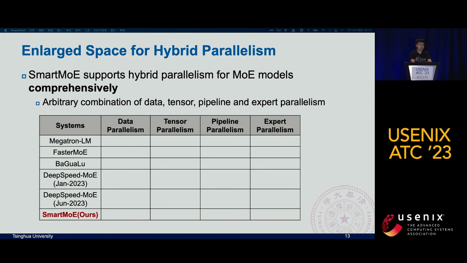SmartMoE supports hybrid parallelism for MoE models comprehensively. First, it supports any combination of the classic parallel strategies, which previous works have not completed. For example, Megatron was designed only for dense models, so it does not support expert parallelism. FasterMoE is optimizing expert parallelism, so it does not consider other strategies. Bagua and DeepSpeed MoE began exploring hybrid parallelism, but still fell short. In contrast, our system offers complete support.